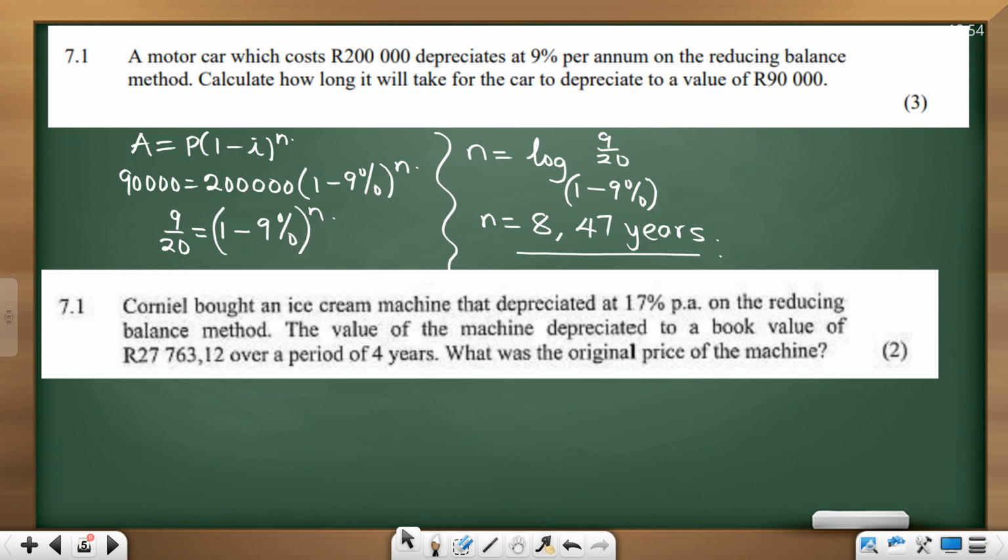So don't make that. Guys, leave your answer like that. If the examiner wants you to get it in months, this 47 is not the months. But take that 0,47 and say times 12, if you want. But please don't complicate it, yes?